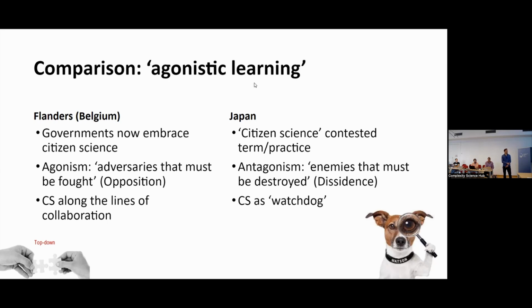And so that's how I perceive it: citizen science in Japan takes on the role of a watchdog, right? Speaking back to power, formal power, right? And here in Europe, I realize this is a big generalization, but there seems to be this openness, this creation of a space for more collaborative forms of citizen engagement with science and technology.